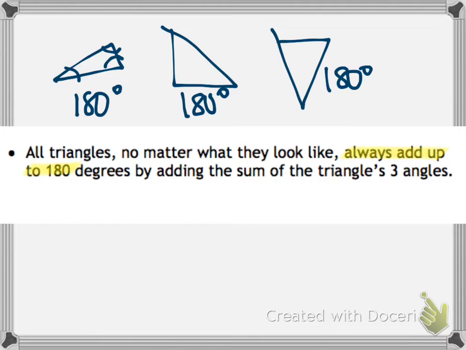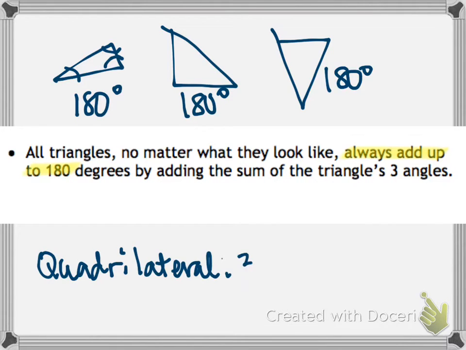A quadrilateral, by the way, is worth 360 degrees. And that would include a square, rectangle, rhombus, parallelogram, diamond, or a quadrilateral.